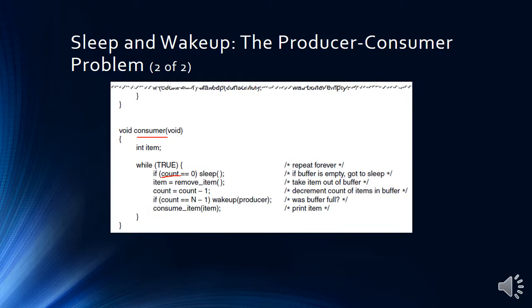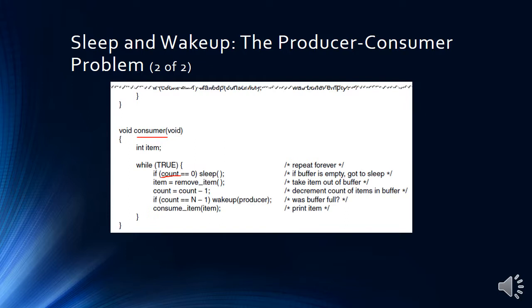Now let us go back to the race condition. It can occur because access to count is unconstrained. As a consequence, the following situation could possibly occur. The buffer is empty and the consumer has just read count to see if it is 0. At that instant, the scheduler decides to stop running the consumer temporarily and start running the producer. The producer inserts an item in the buffer, increments count, and notices that it is now 1.